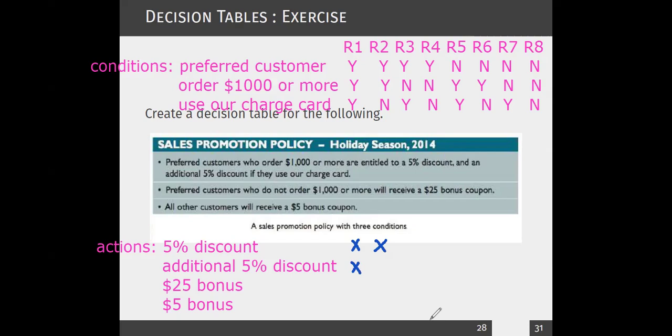And you are a preferred customer, but you didn't order 1,000, so you will get 25, right? You will get 25 bonus. Third rule. You are a preferred customer and you have not ordered 1,000 or more. Here again also the same, 25 bonus.